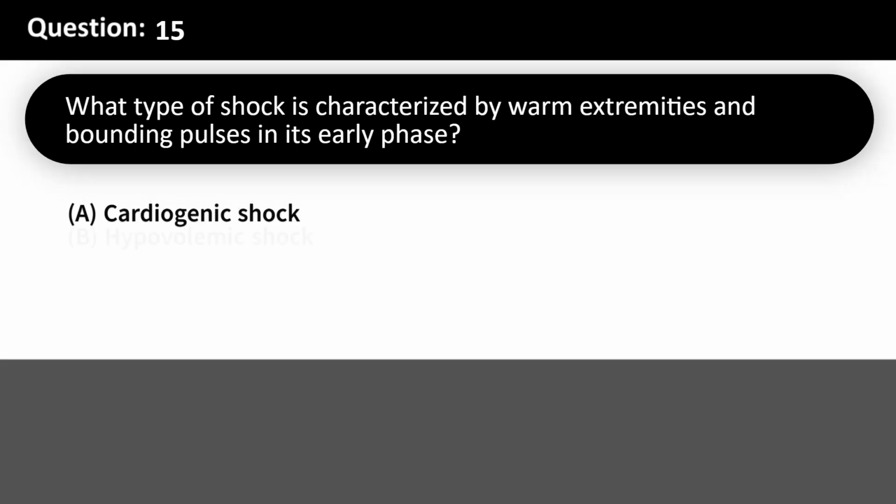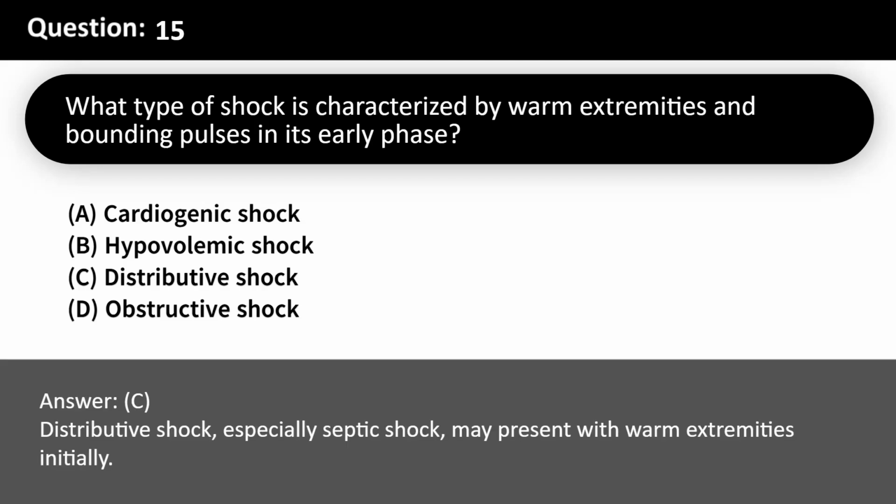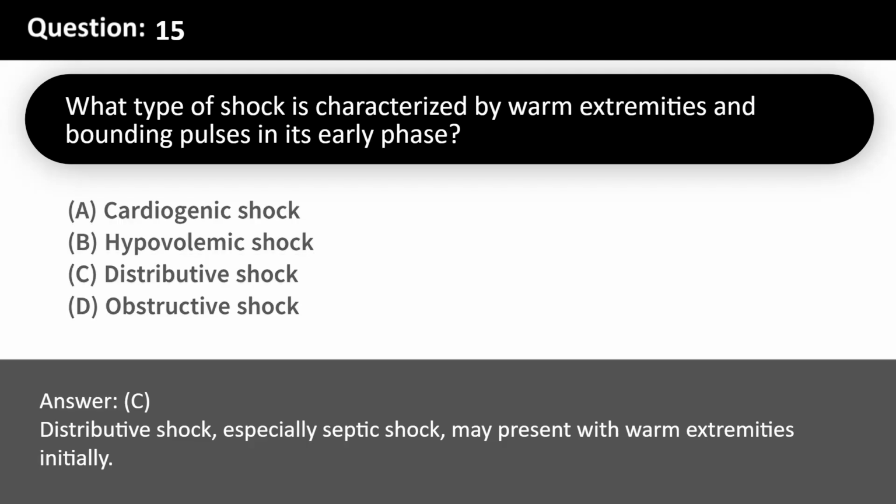What type of shock is characterized by warm extremities and bounding pulses in its early phase? A. Cardiogenic shock. B. Hypovolemic shock. C. Distributive shock. D. Obstructive shock. Answer: C. Distributive shock, especially septic shock, may present with warm extremities initially.